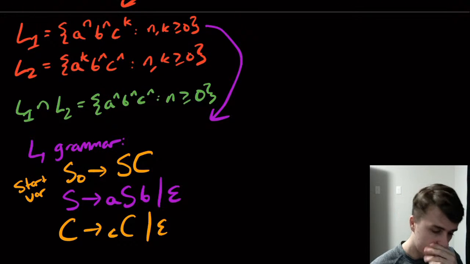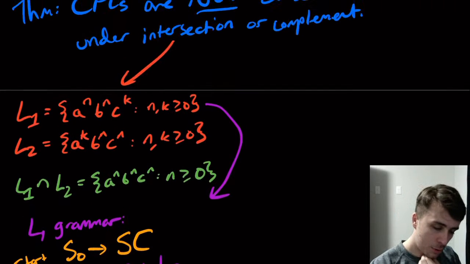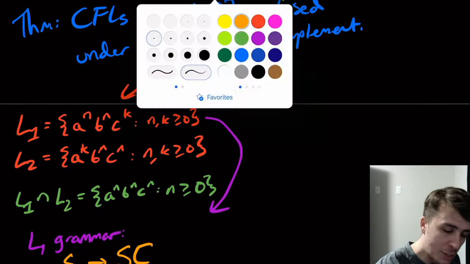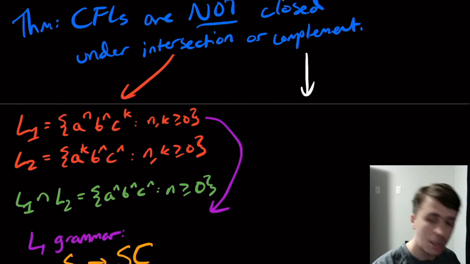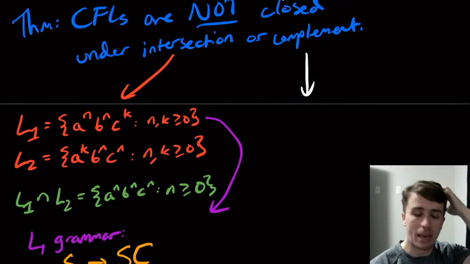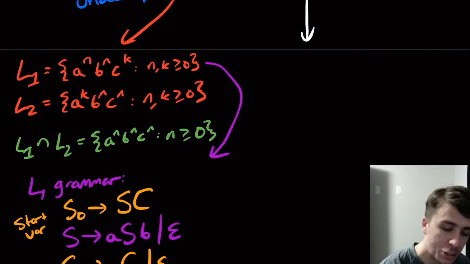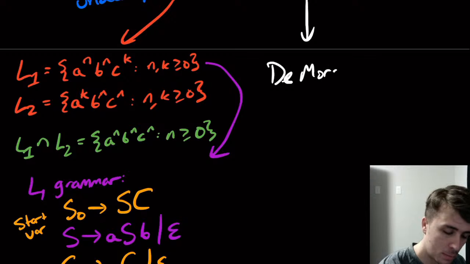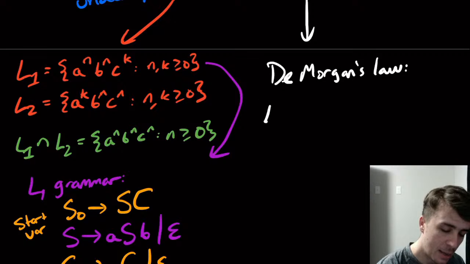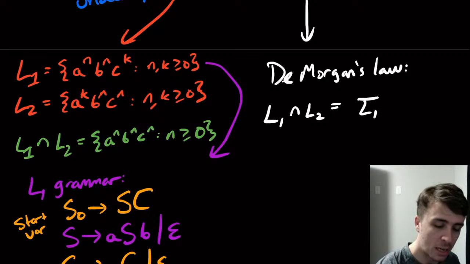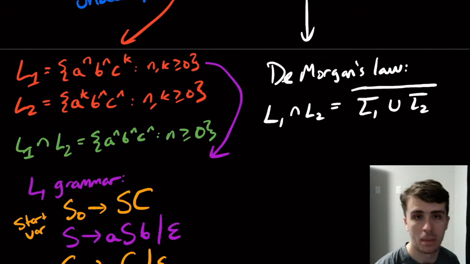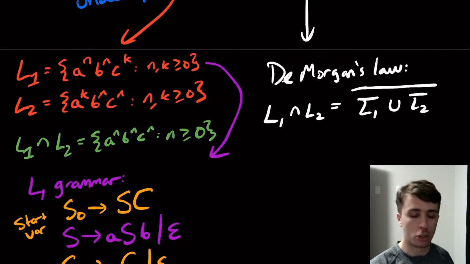Okay, so there are actually two ways to prove complement. So I'll show you the easy way and the less easy way. So the easier way is to use De Morgan's laws, which is to say that L1 intersection L2 is the same thing as saying L1 complement union L2 complement, and then the whole thing complement. So it's a proof by contradiction here.